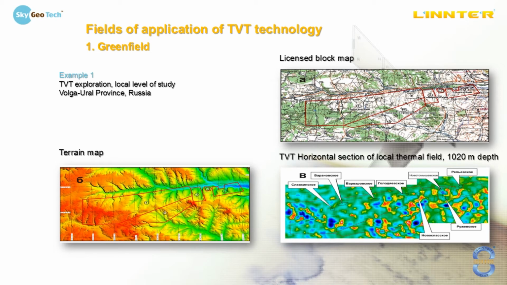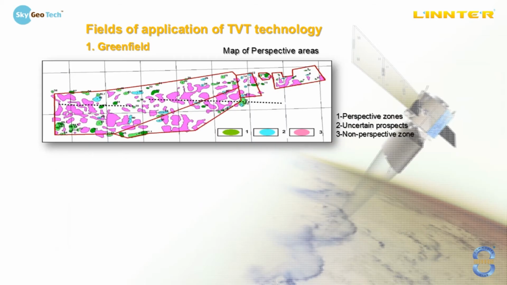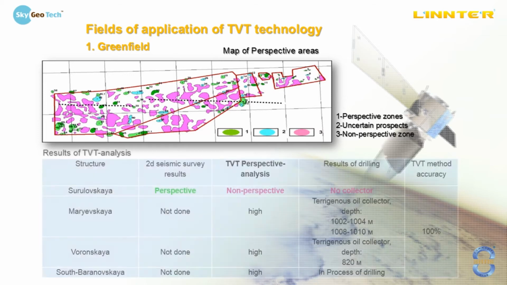Horizontal section of local thermal field. We chose it as proper conditions for hydrocarbon accumulation. And then we built the map of perspective areas. Green color shows perspective zones. Violet color shows not perspective zones, and uncertain prospects are shown by blue color. And the company started drilling according to our recommendations.